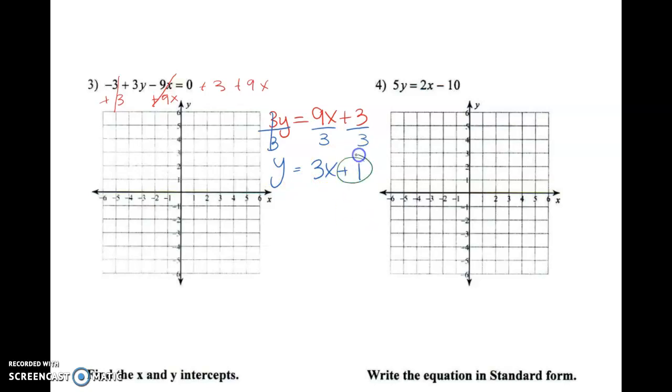So I plot my y-intercept at 1. And my slope is not just 3, but 3 over 1. So up 3, 1, 2, 3, and over 1. And I graph this line. Question 4 is almost in slope-intercept form, where we need to divide by 5. And we get y equals 2/5 x minus 2. So start at your y-intercept of negative 2, go up 2 and over 5.